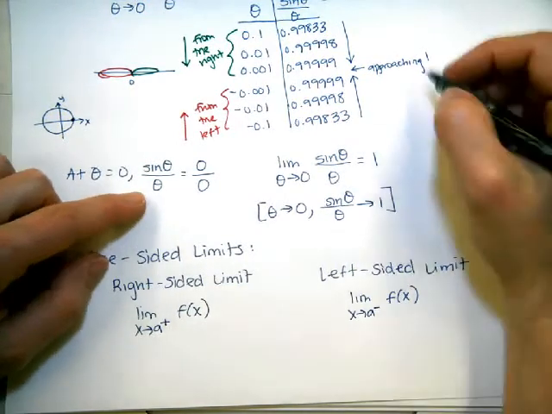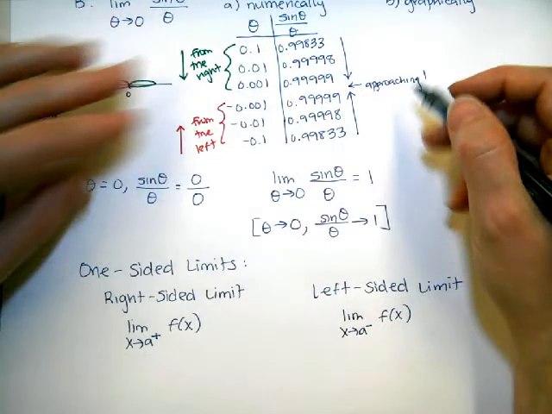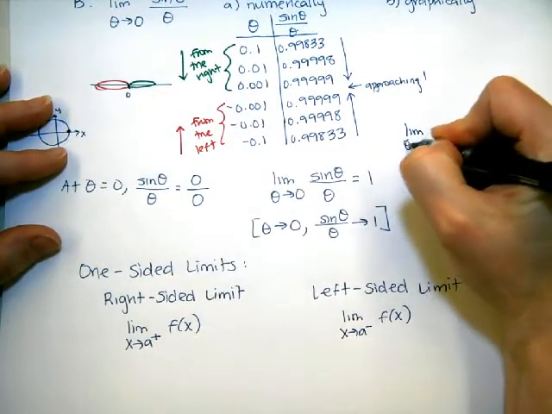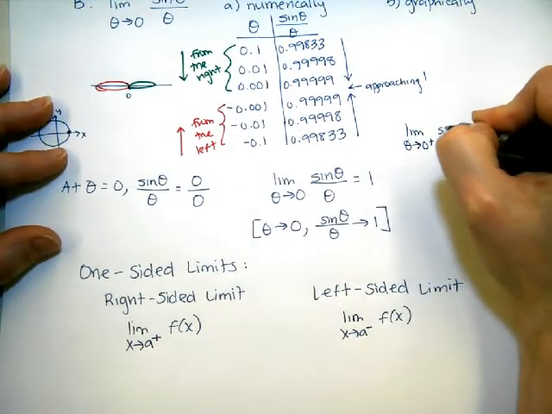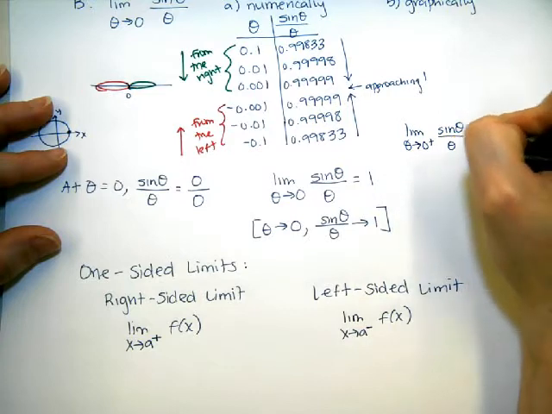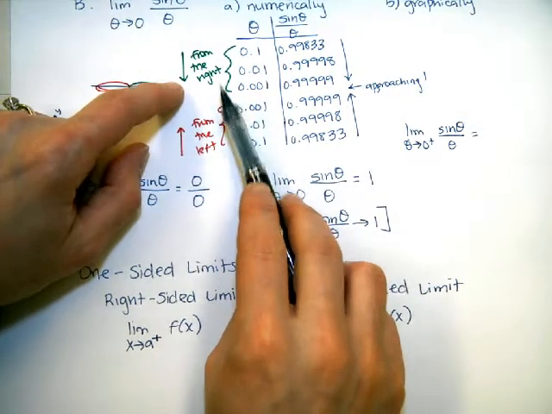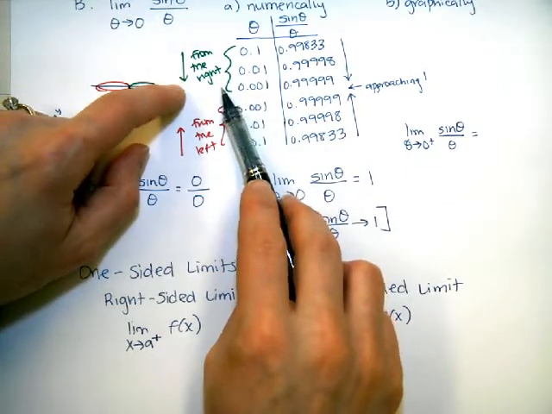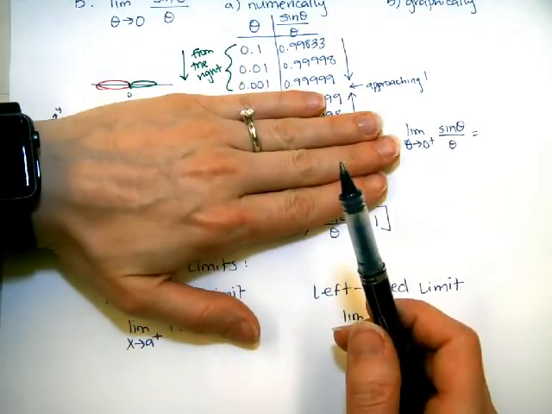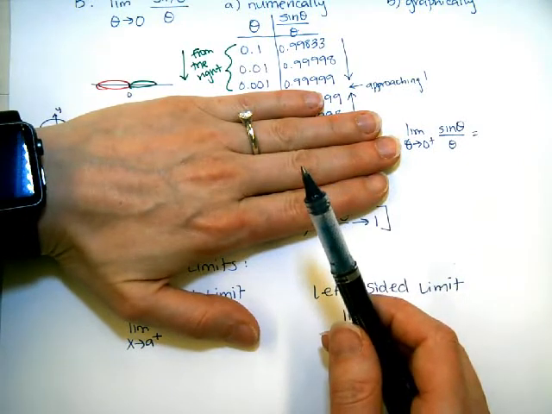So up here, for example, I could say numerically that the limit as theta approaches 0 from the right, if I just look at the right side, I'm just going to be looking at these green parts here. So I basically would just completely ignore this part here.